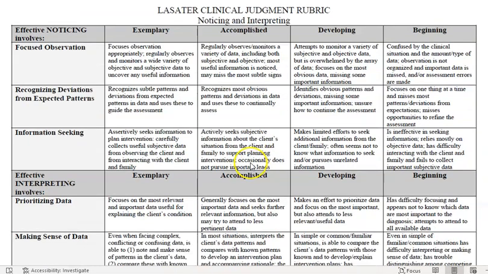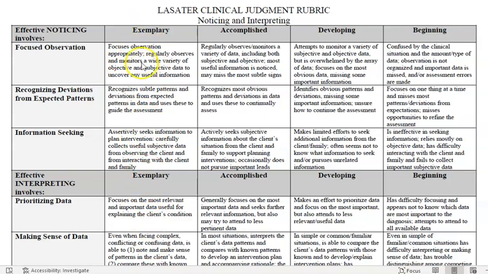Now, before I move on to the weekly evaluation, I want to show you the Lassiter Clinical Judgment Rubric. And the weekly evaluation is going to ask questions that are related to this clinical judgment rubric. So both the preceptor and the preceptee will be evaluating how the orientee is doing in each of these. So for example, focused observation, and you can see there's a description in each of these boxes that explains what that means.